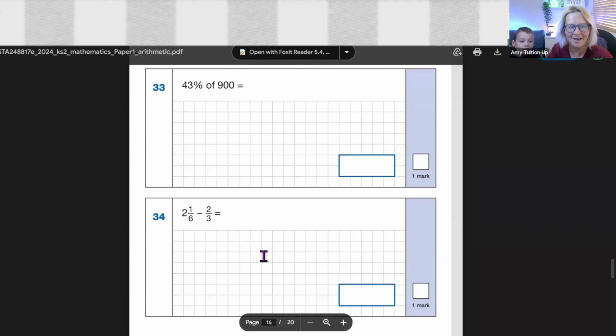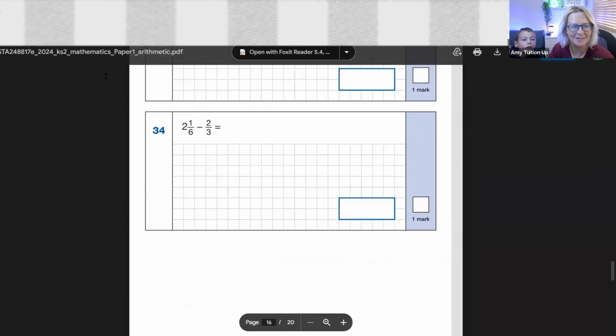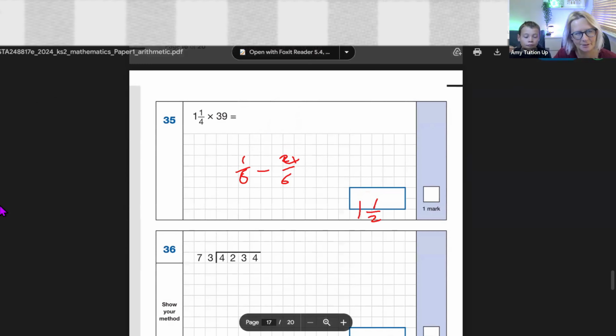Nearly there. We're nearly on the last page. Oh my goodness. I wonder how long it's taken us actually. Same. Or can I please do this fraction one? You can do it. Oh, okay. How are you going to do this?